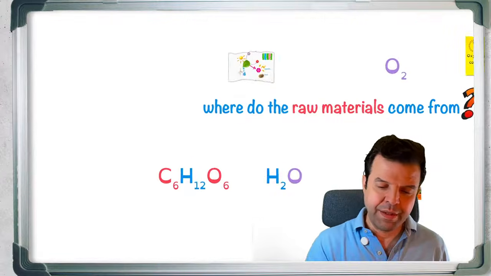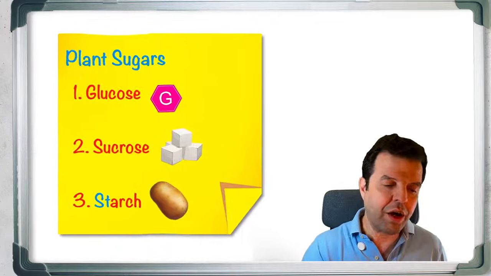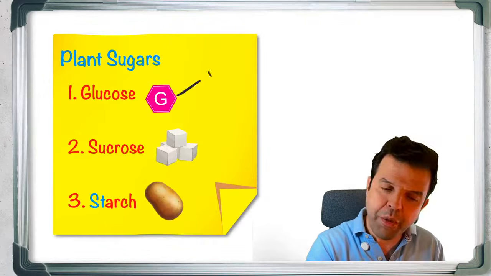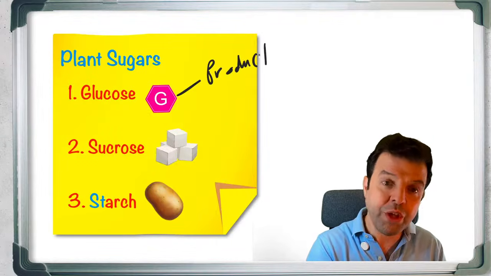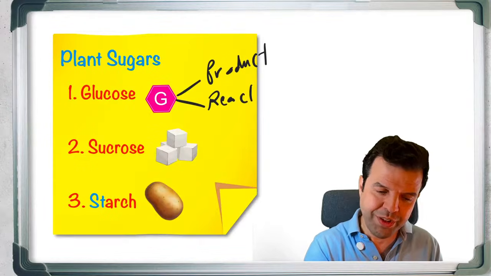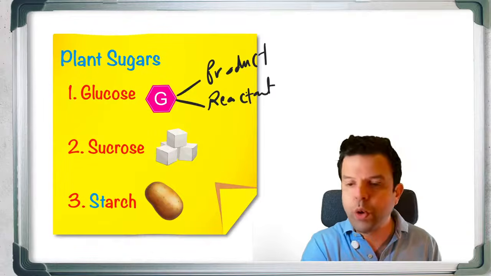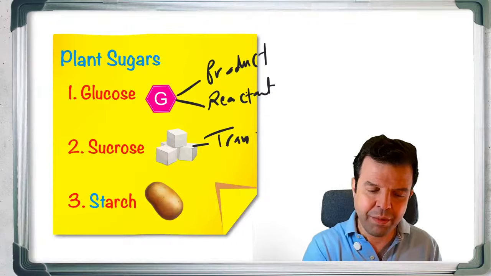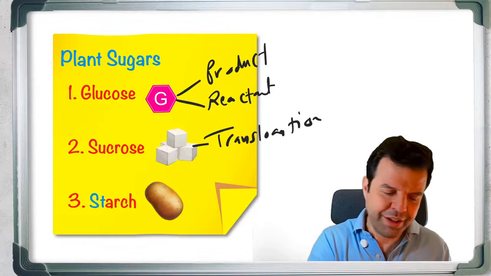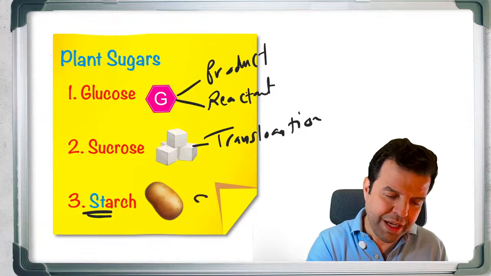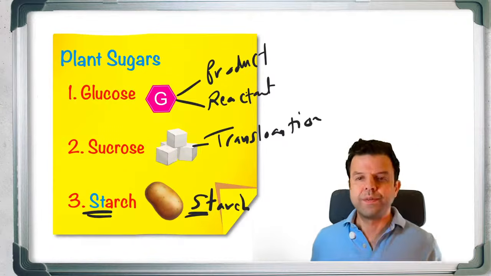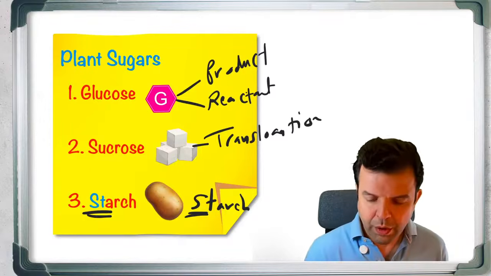Okay? So based on that, we got three sugars. Glucose, that's product of photosynthesis or reactant of respiration. Sucrose, that's transported, like we call that translocation. Finally, for later on, you may store as starch. Okay? All good so far?